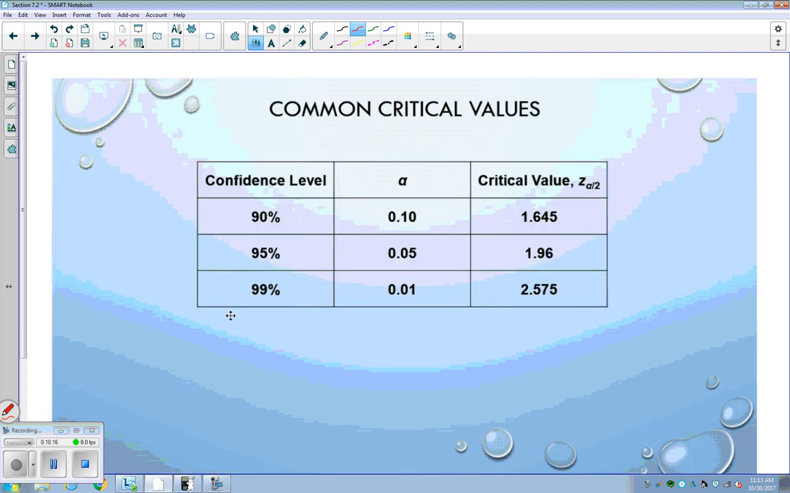Here's a table of the ones we're going to use most often: 90, 95, and 99%. If I were you, I would just keep this chart handy because you're going to use them that much. You'll have to remember them, or you can get them from your table, or you can get them from your calculator.